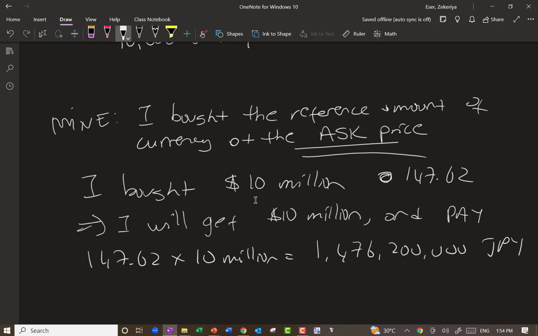2 days from now, JP Morgan is going to wire that amount of Japanese yen to Bank of America's correspondent bank in Japan. Let's call it Bank of Tokyo Mitsubishi, because they have a yen account over there. And Bank of America is going to wire 10 million US dollars to JP Morgan. That's it. That's the contract.